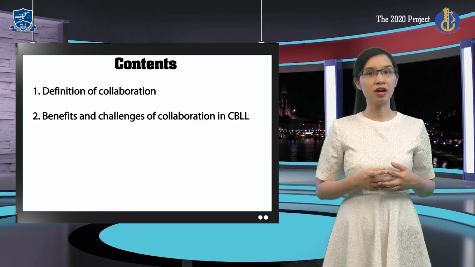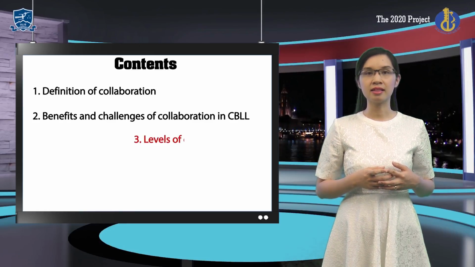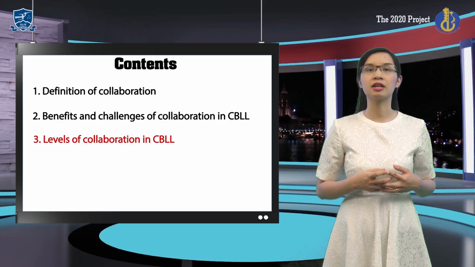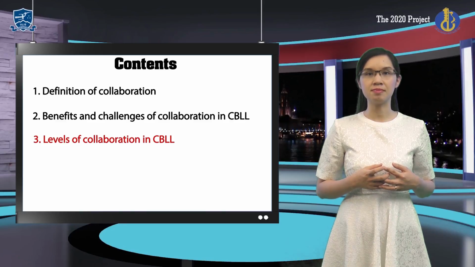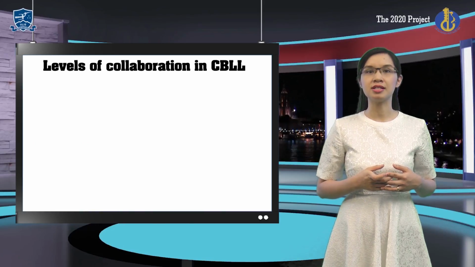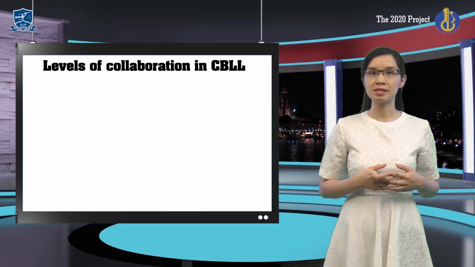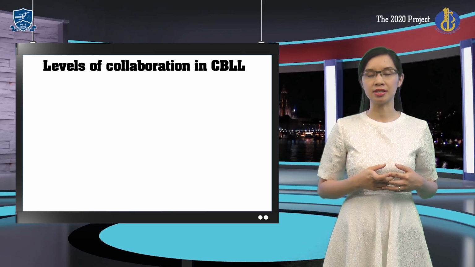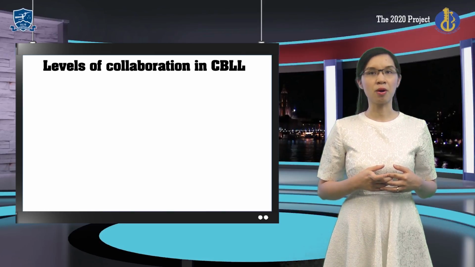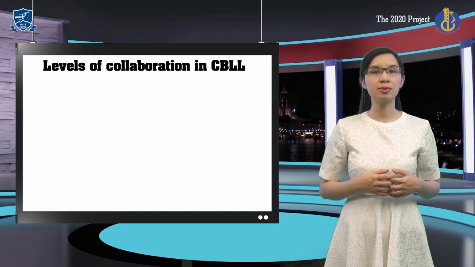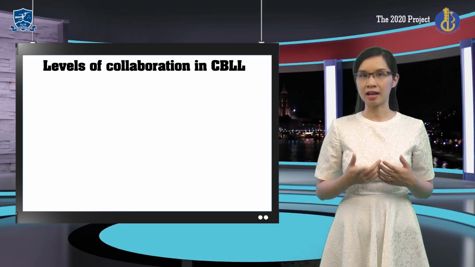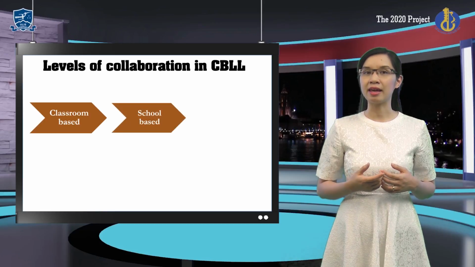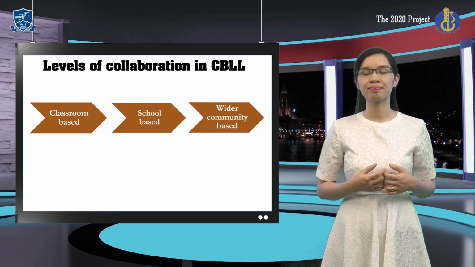Now, let's move on to the third part of the lesson, the levels of collaboration in community-based language learning. As the term community-based suggests, collaboration needs to appear in all aspects of the learning and teaching community. In this part, we are going to discuss different kinds of collaboration in three main levels of community-based language learning: classroom-based, school-based, and wider community-based.